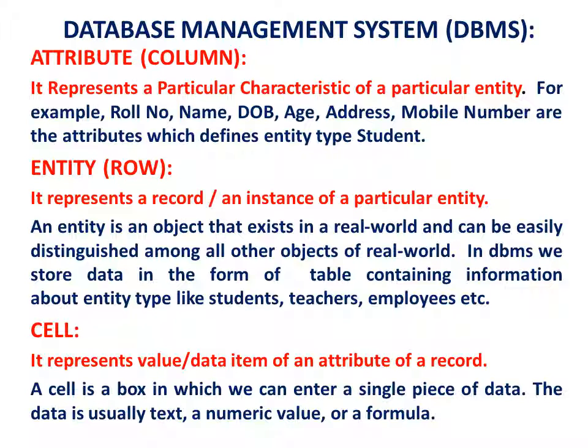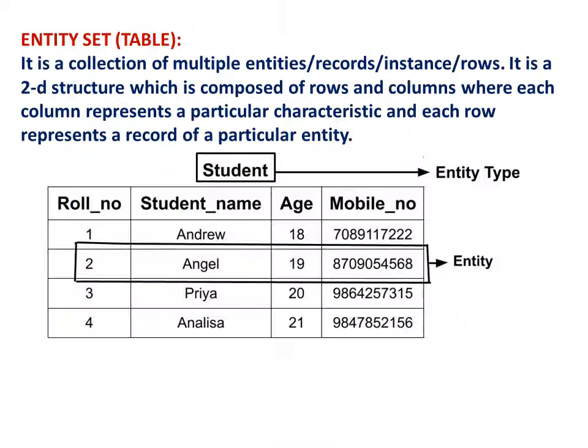Entity. It represents a record of a particular entity. Entity is an object that exists in the real world. Example, student, employee, etc. In DBMS, we store data in the form of tables. The table contains many rows and each row is called an entity. Cell. It represents a value of an entity. In a cell, we can enter a single piece of data.